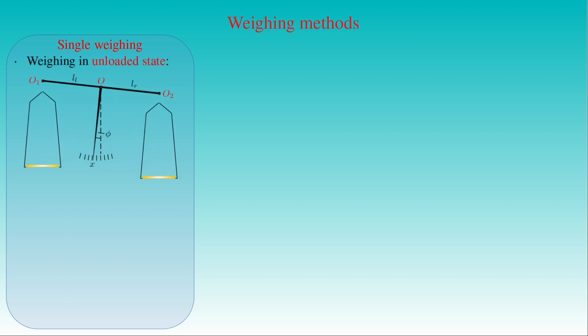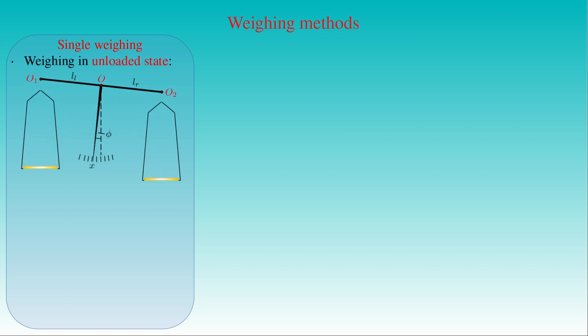Now we discuss the basic method of weighing and two other methods of double weighing. The basic method is single weighing with one stage, where the sample and the weights of known mass are balanced once. First we determine the equilibrium position x of the balance with empty pans in the unloaded state. The lengths of the left and right lever arms of the balance are denoted by L_L and L_R, whereas the position x is determined by the deflection angle phi of the pointer of the balance. We note that the deflection angle is not necessarily 0 for an unloaded balance.